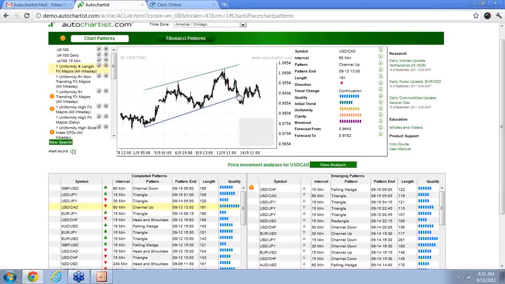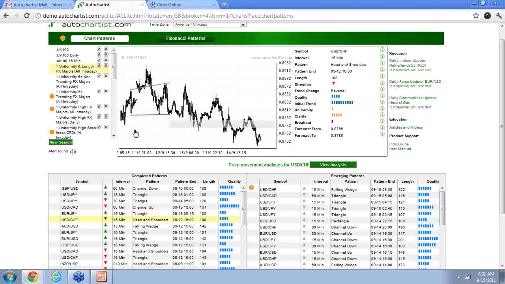provide good action or good formation here, this channel. So that's important. Now we can go to this US Swiss franc.